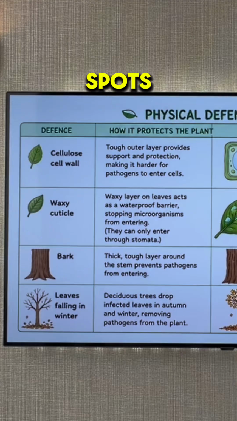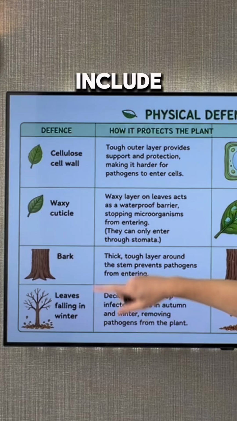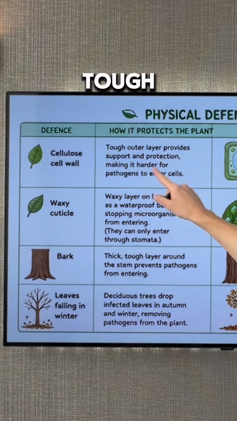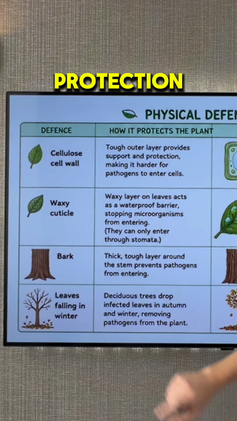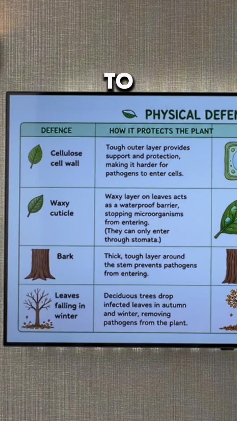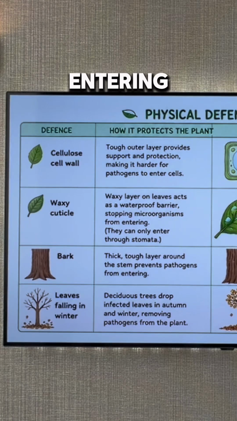Plants can have some physical and chemical defenses. Some physical ones include a cellulose cell wall, which is a tough outer layer for support and protection, making it difficult for pathogens to enter. Plants have a waxy cuticle. This is a waterproof barrier, stops microorganisms from entering, but they can still enter through the stomata.